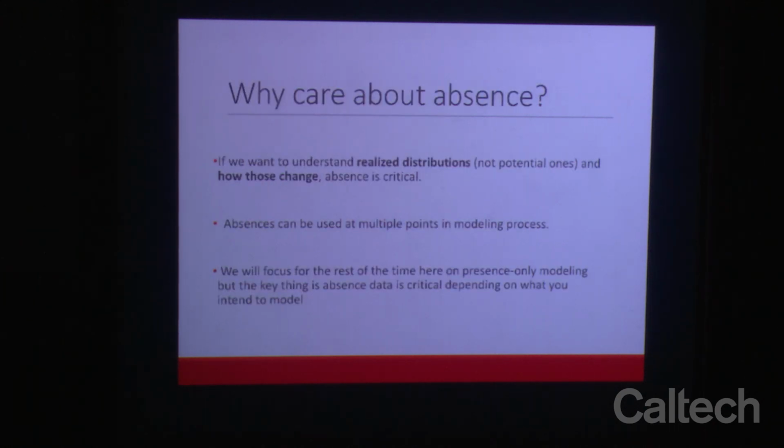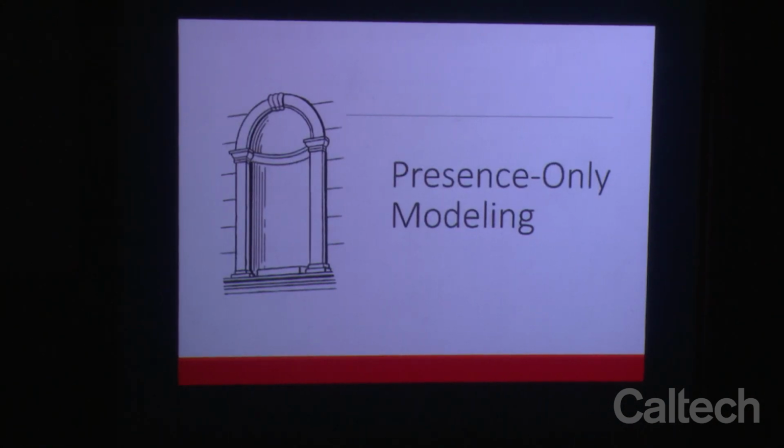And again, I would say that the reason to care about absences is that if we want to understand realized distributions and how those change, it's really critical to bring in those absence records. Absences can be used in model construction. They can also be used in model testing frameworks. What we're going to focus on for the rest of this time is a little more on these presence-only models. So how do we do this in practice?